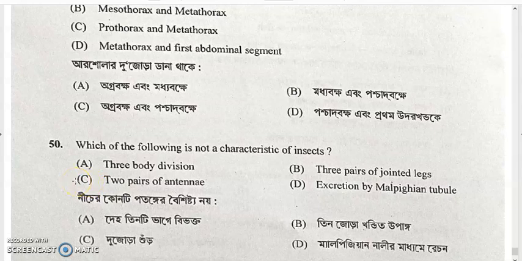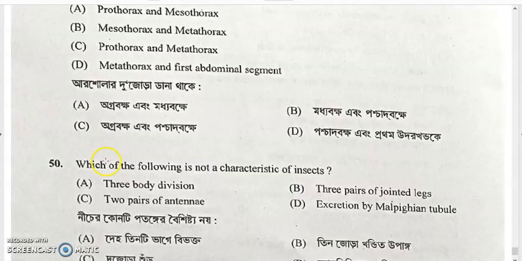In the case of insects, there are three pairs of jointed legs. They excrete by Malpighian tubules, and they also have three body segments: head, thorax, and abdomen. Most insects have one pair of antennae, but here the question gives two pairs of antennae. So the correct answer is option C. Now the question is asking which is not a characteristic feature of insects. So the answer will be two pairs of antennae. Option C is the wrong statement.